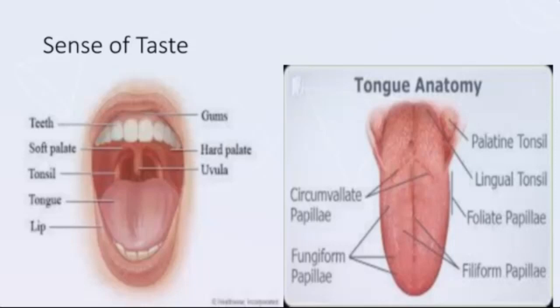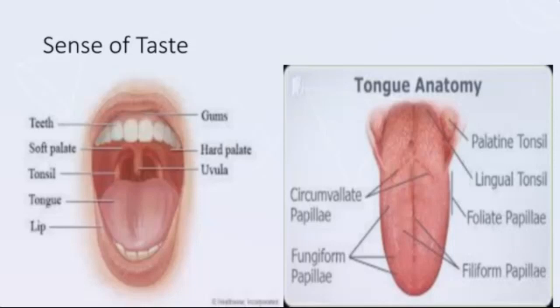Now, the tongue has got what we call the taste buds, and we have different types of taste buds. For example, we have the circumvallate papillae that are found towards the base of the tongue. We've got the filiform papillae on the lateral edges of the tongue, and towards the central sulcus of the tongue, we've got the filiform papillae, and laterally we've got the foliate papillae.